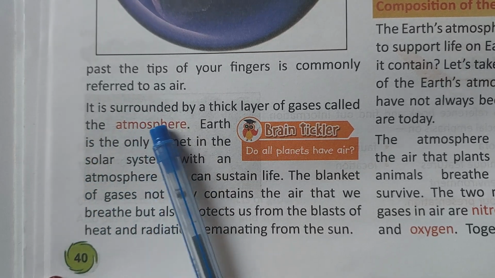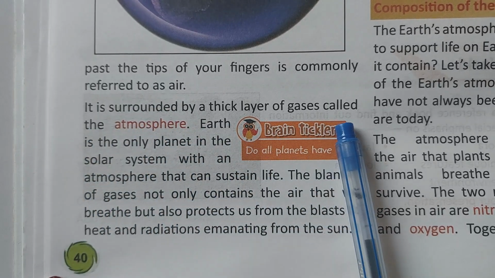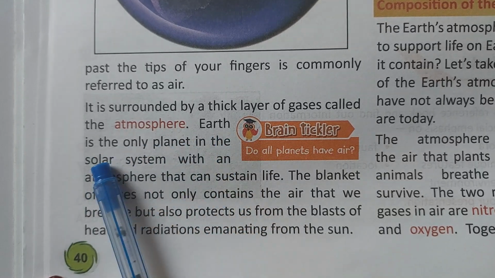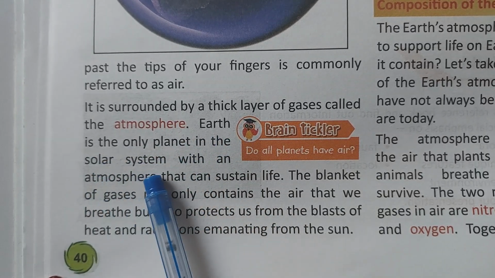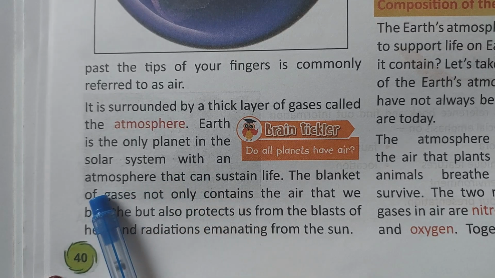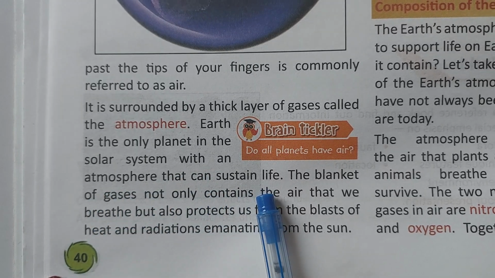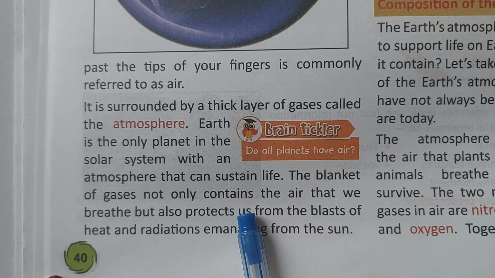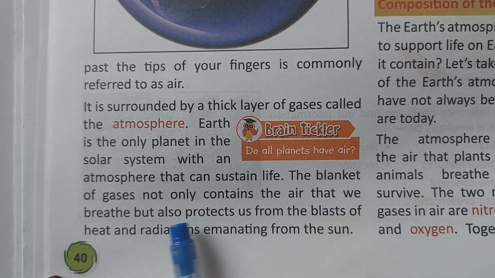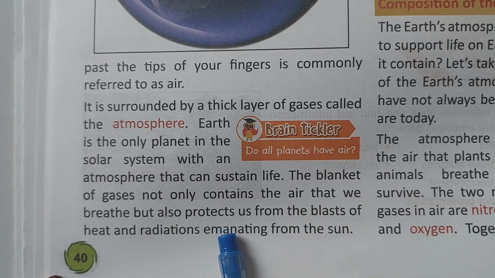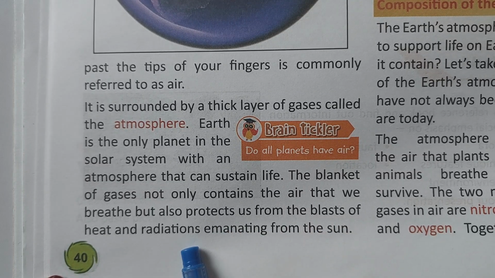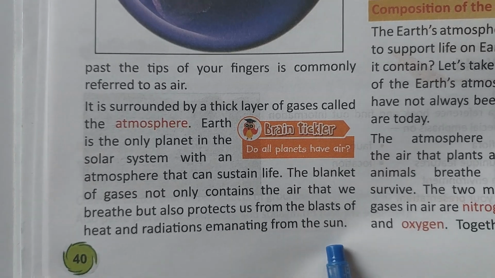It is surrounded by a thick layer of gases called the atmosphere. Earth is the only planet in the solar system with an atmosphere that can sustain life. The blanket of gases not only contains the air that we breathe but also protects us from the blast of heat and radiations emanating from the sun.